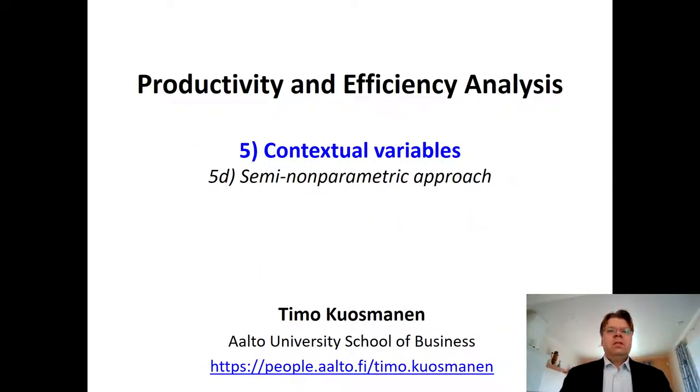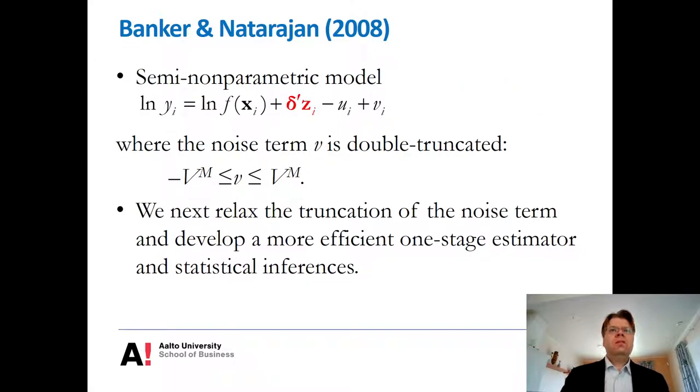So the fourth session on contextual variables focuses on the semi-nonparametric approach. This is slightly more technical, but I think it raises several issues that are also of practical relevance. As a starting point, we consider the Banker and Natarajan formulation of the model underlying the two-stage DEA. And I have used the term semi-nonparametric model.